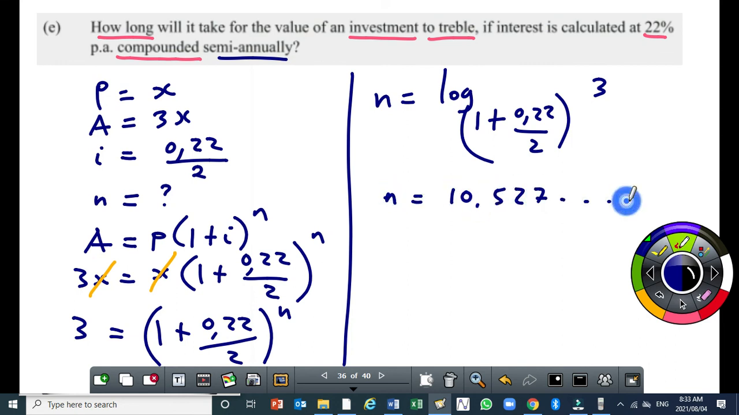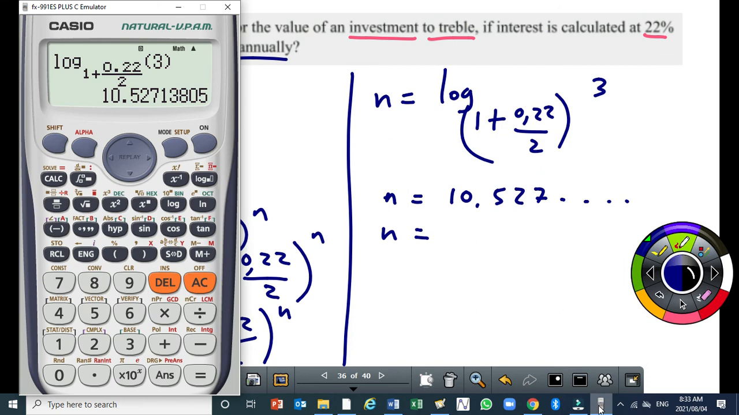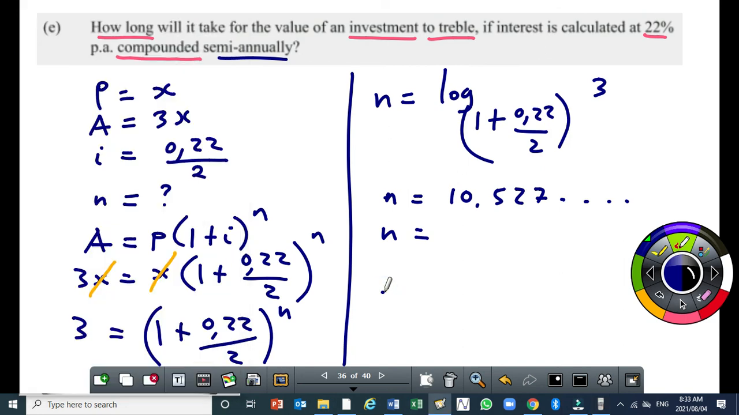Then I need to determine the number of years by dividing this answer by 2. I have to divide by the compound period, which is 2. So we divide this by 2. And then you get 5,26 years. 2 decimal places. So that will be 5,26 years. And so this will be the final answer.